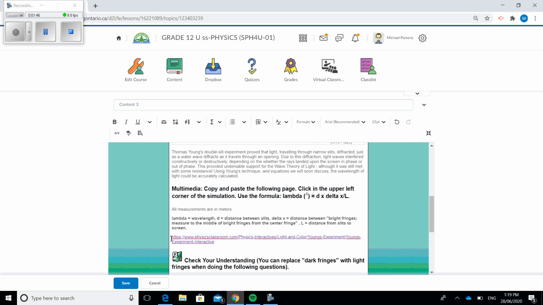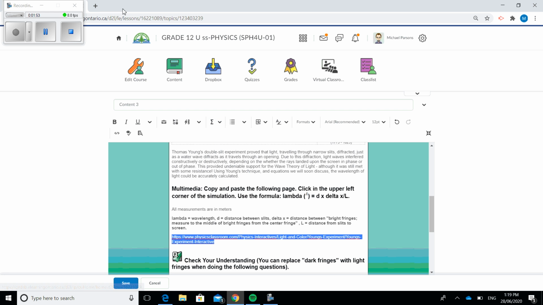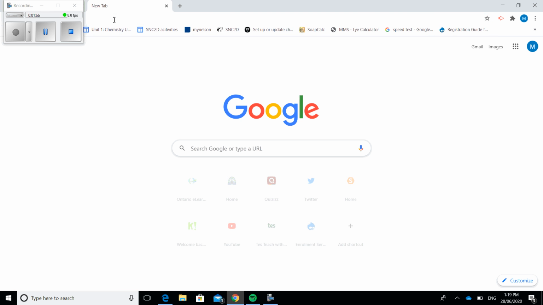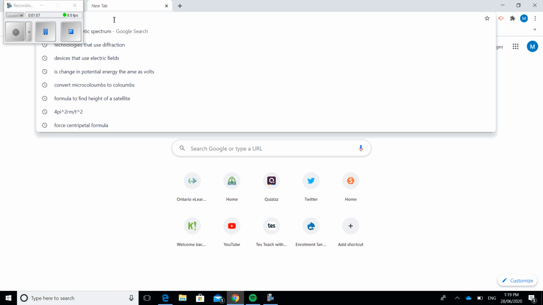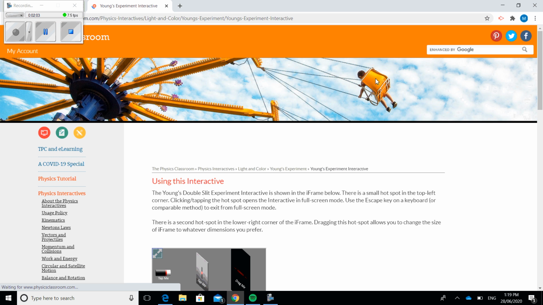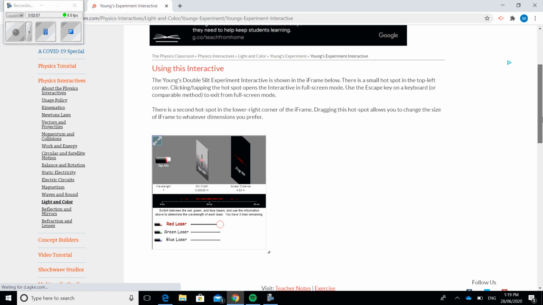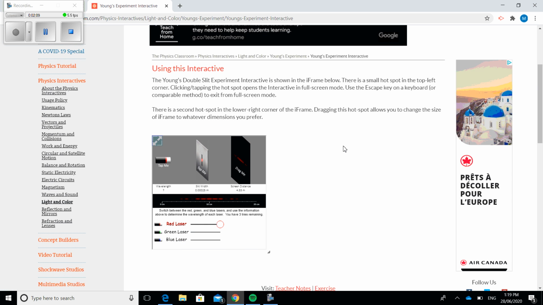So what you want to do is highlight this. Don't click on it. I want you to copy and paste it. So put this into, okay, I think that worked. Let's wait and see. Here we go. Physics Classroom is a great source of information. And they have the double slit experiment. They have a simulation for it.